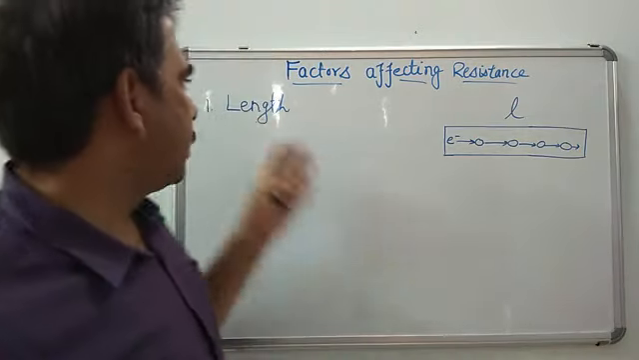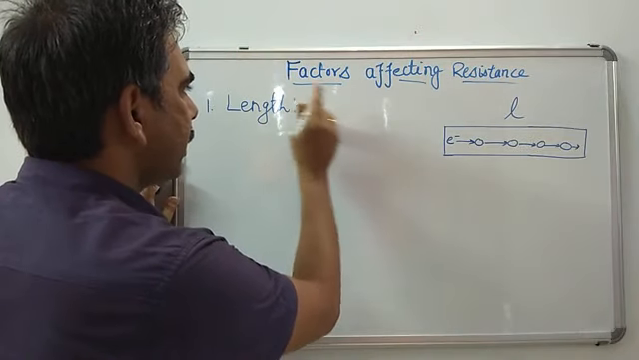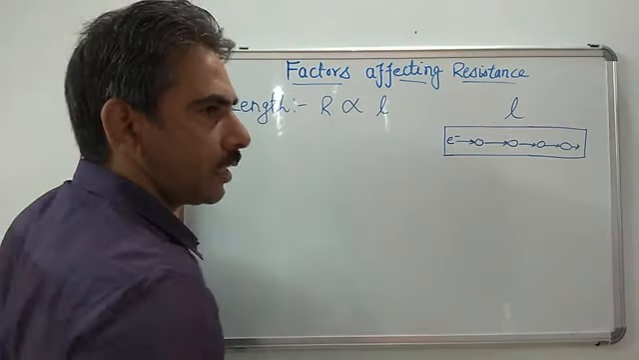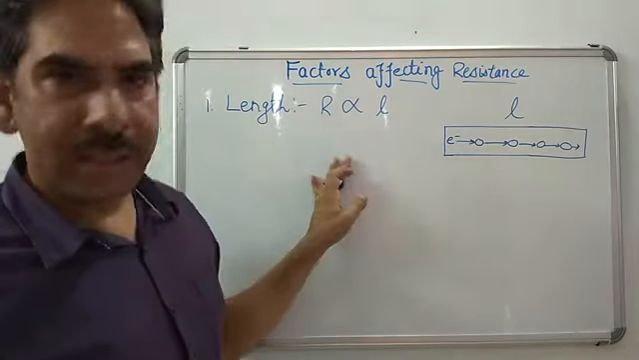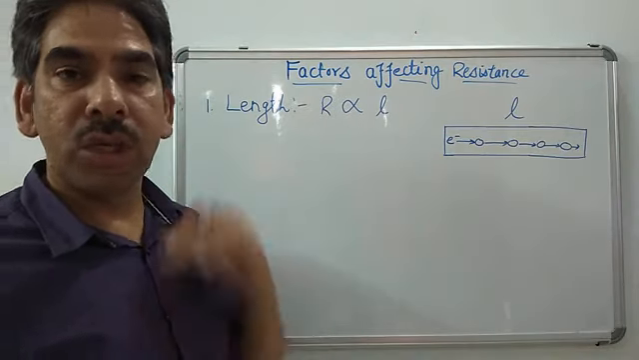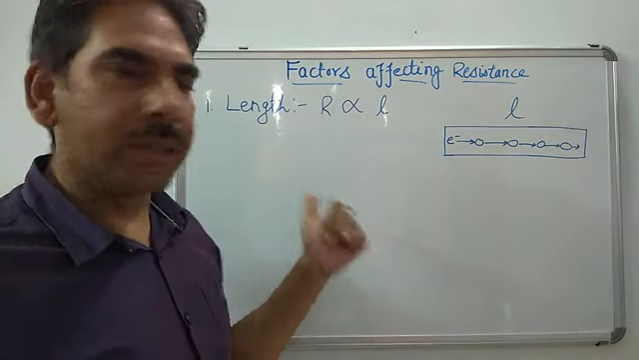So what relationship does the length have with the resistance? The resistance of the conductor increases as the length of the conductor increases. That means resistance is directly proportional to the length of the conductor. The more the length of the conductor, the more the resistance of the conductor will be.